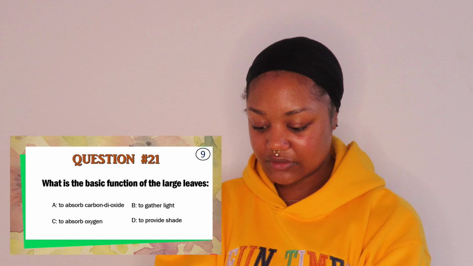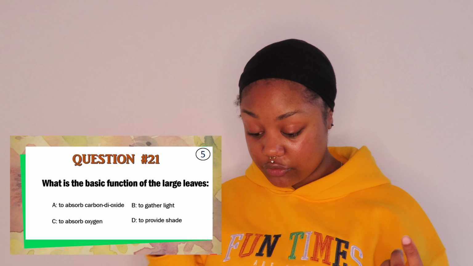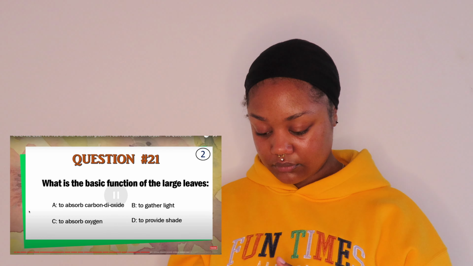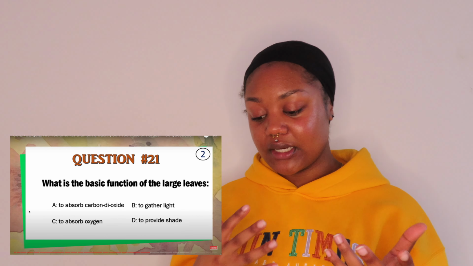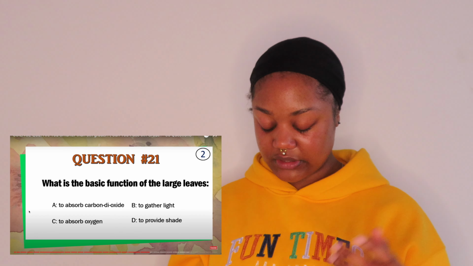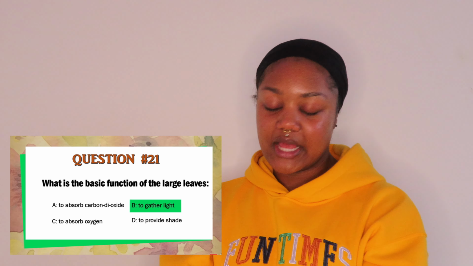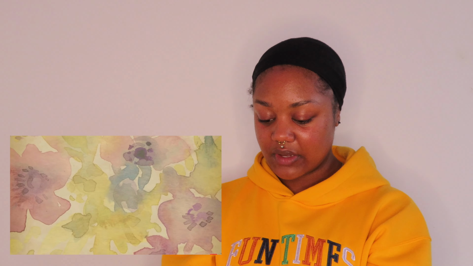What is the basic function of the large leaves? To absorb carbon dioxide, to absorb oxygen, to gather light, to provide shade. Wait. It says to gather light or to absorb carbon dioxide. To absorb oxygen. I'm gonna go with C. No, it's A. I knew that. I was doubting myself. See, that's what happens when you doubt yourself. I knew that.